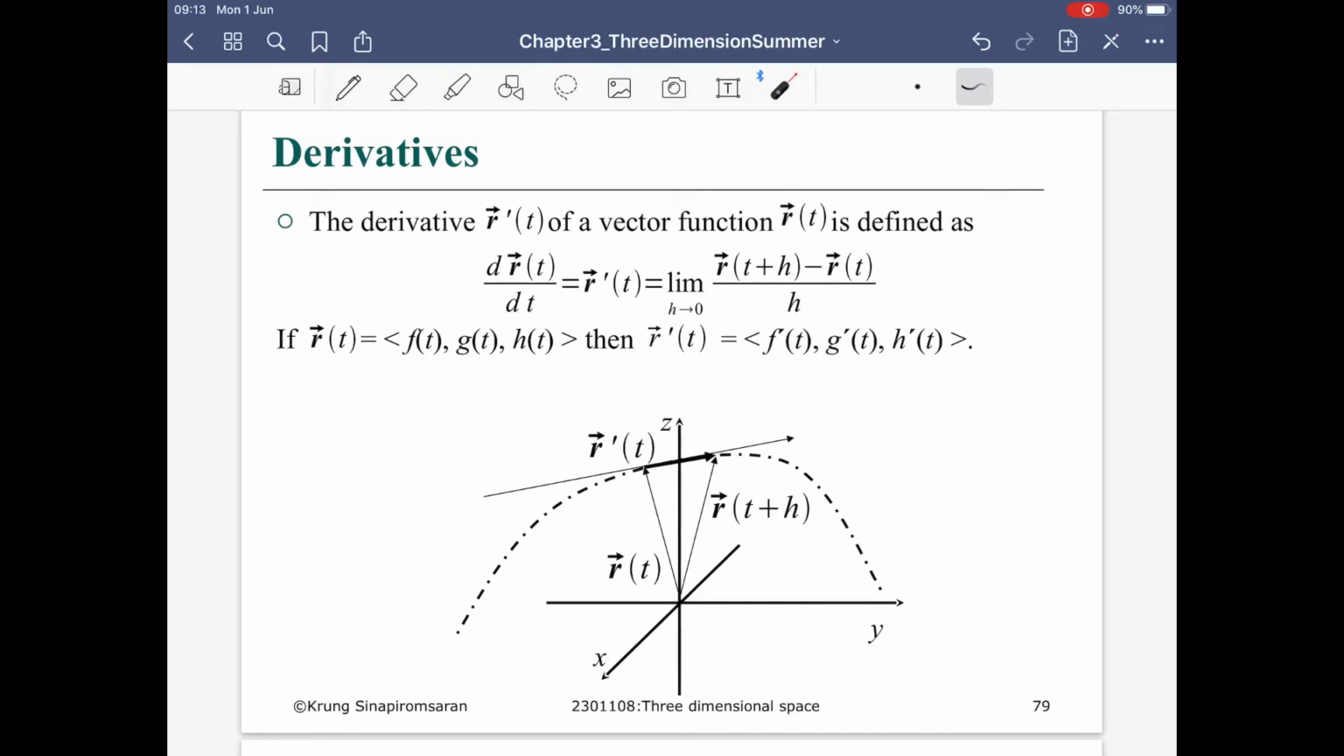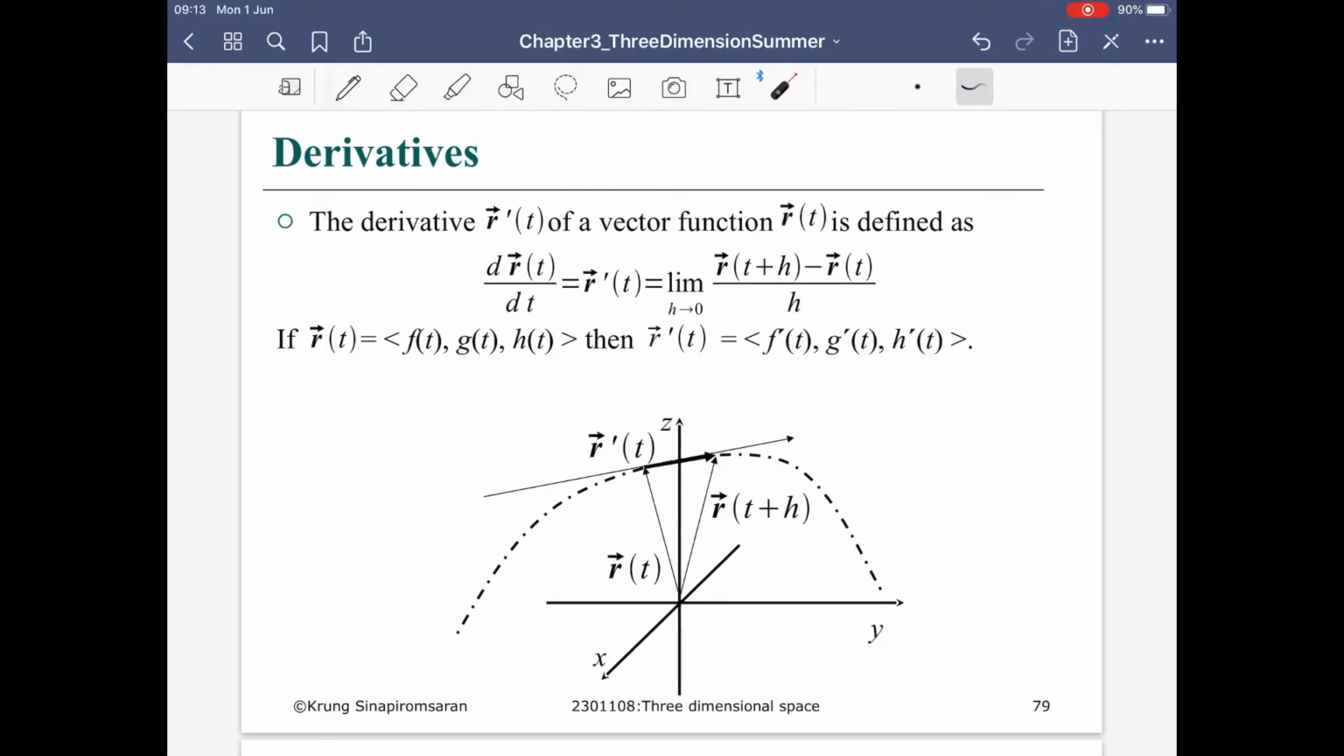And because you know how to find the limit of the vector function, which is the limit of each component, it is pretty easy: your r prime will be f prime, g prime, and h prime. So it is the derivative of each component. And it represents the same thing as in your calculus 1.